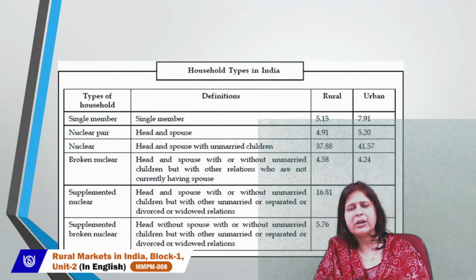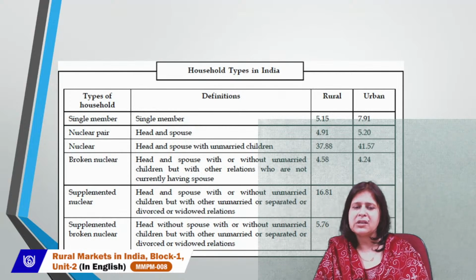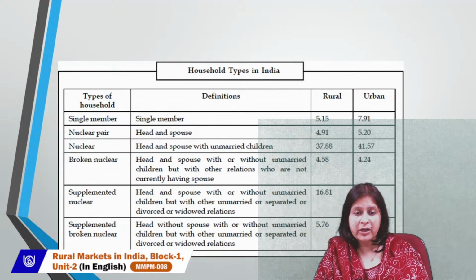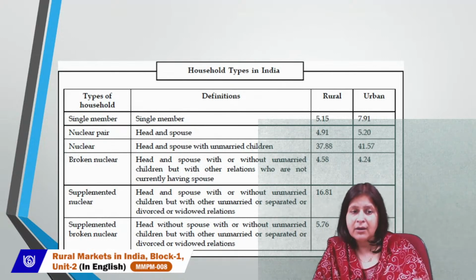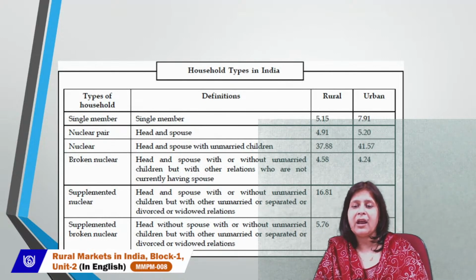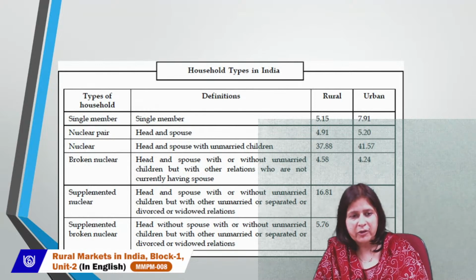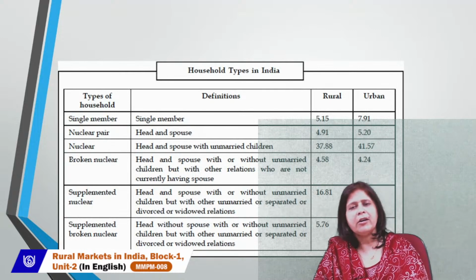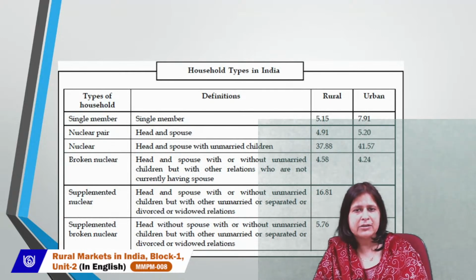Nuclear pair means the husband and wife, right? Both spouses are there, head and spouse. Then in rural areas it is 4.91, which is even lesser than the single member, and in urban areas it is 5.20. Nuclear family, or nuclear type of household, is the head, the spouse, his mother, father, and unmarried children.